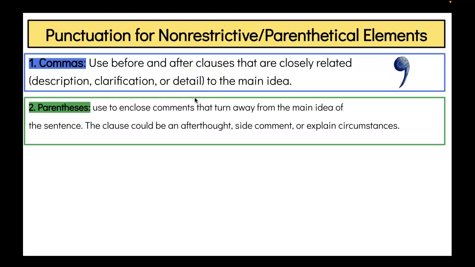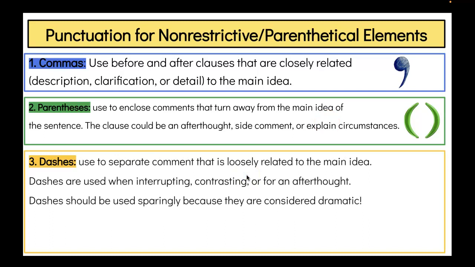All right, parentheses. Parentheses are used to enclose comments that turn away from the main idea of the sentence. So that clause might be just an afterthought. It's a side comment. It might explain a circumstance that's happening, but it's not necessary. And they look like that. We don't want to confuse those with quotation marks. Parentheses are very different. So when your comment is moving away from the main idea, then we use parentheses.